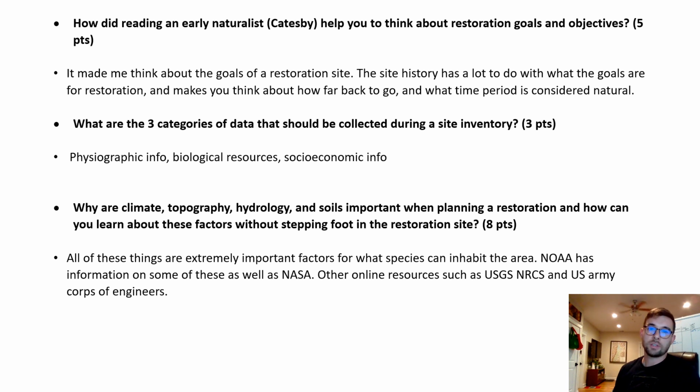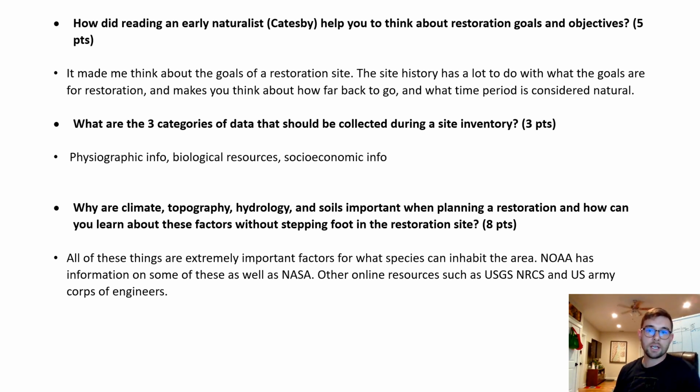Reading Gatsby really made me think about the goals of a restoration site. It's really weird to see the history of the Carolinas, especially, I think it was with the bison or buffalo, which I had no idea. So the history of the site has a lot to do with the goals for restoration. It makes you think how far back to go and what time period is considered natural when you're trying to restore to a natural state.